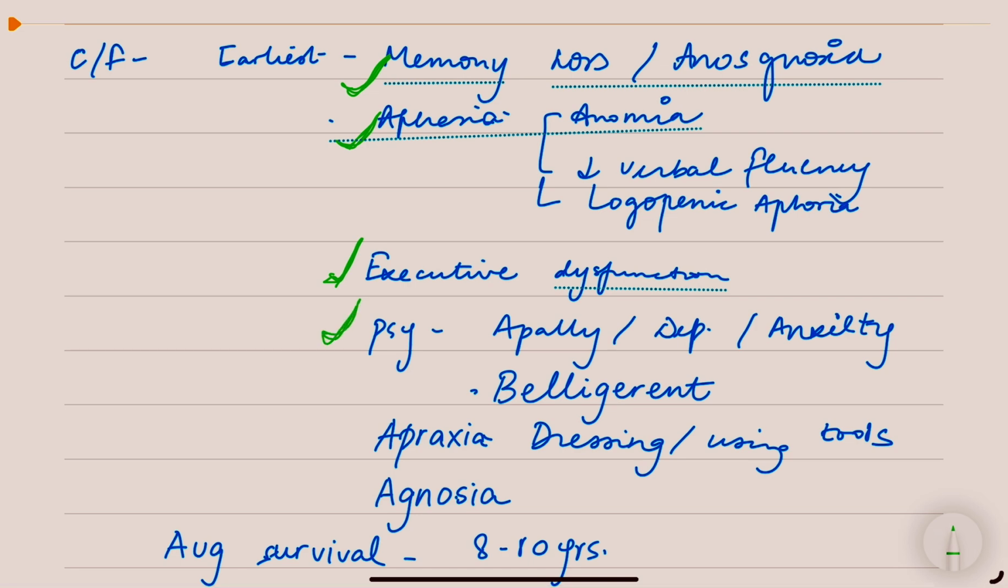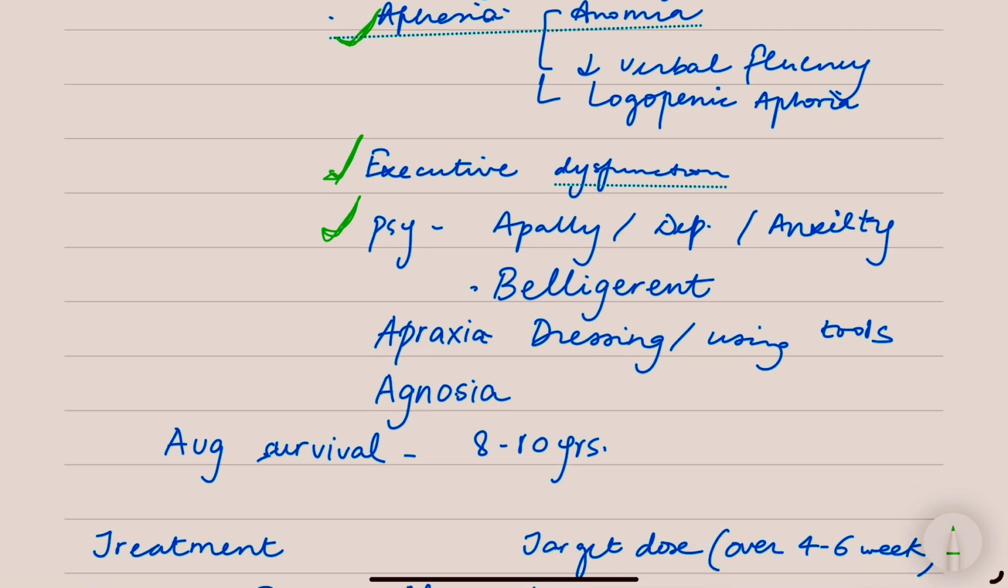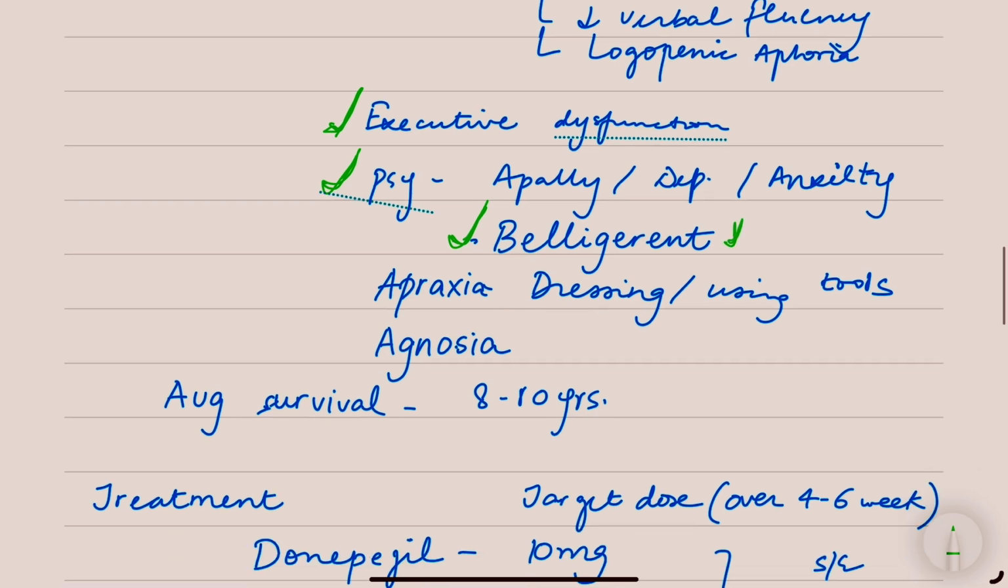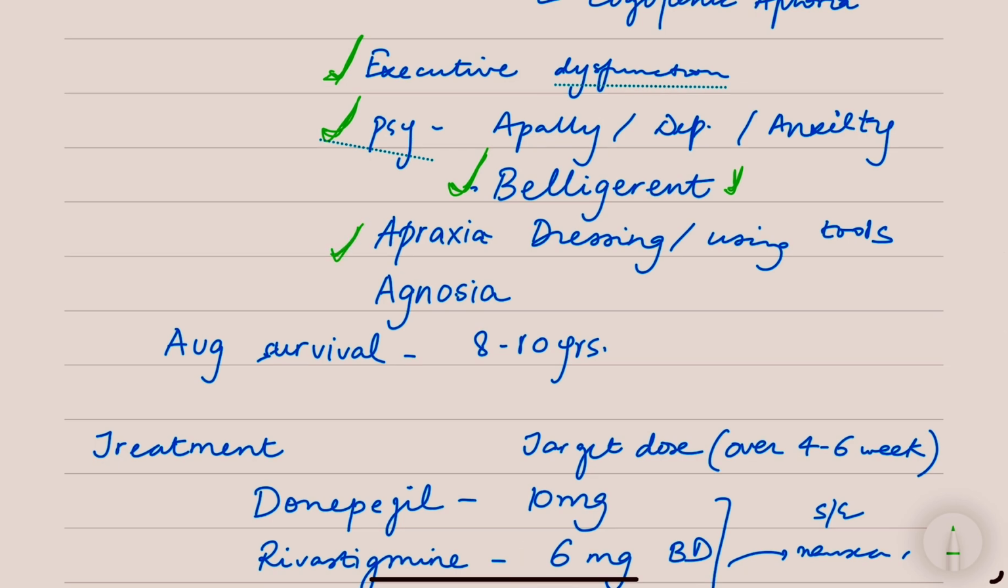Then psychiatric features: he will have apathy, depression, anxiety, and the patient will be belligerent. He will be always ready to fight. Apraxia, he will have problems in dressing, using tools, and the patient will have agnosia. It can be prosopagnosia, that is difficulty in recognizing faces.